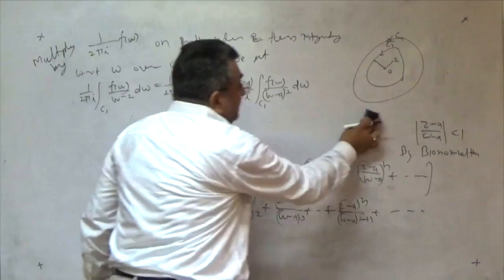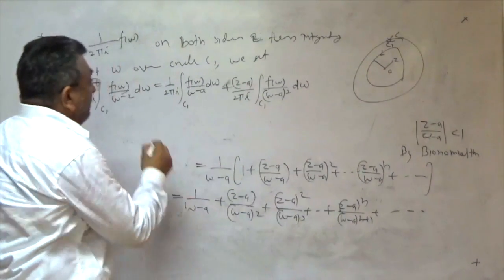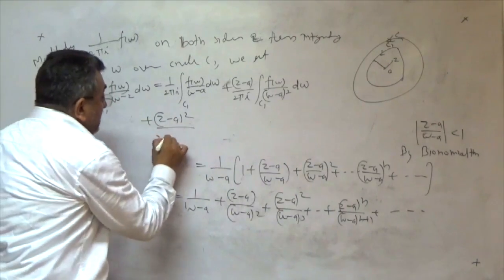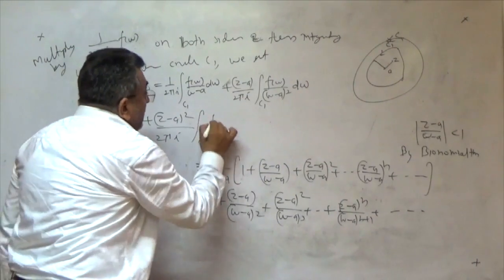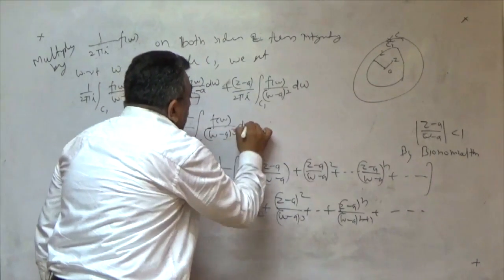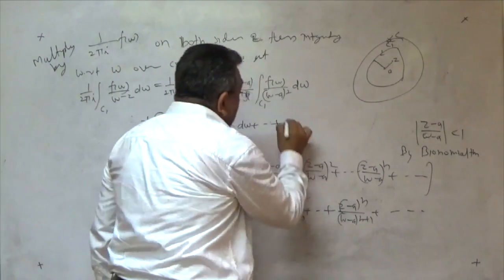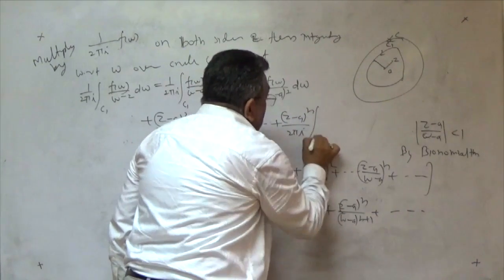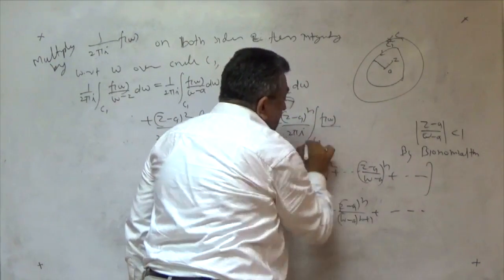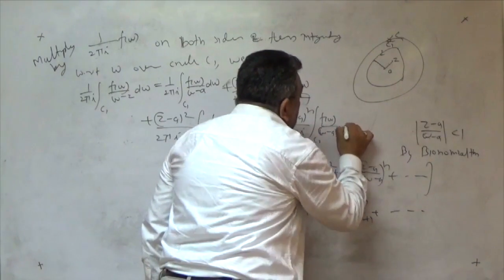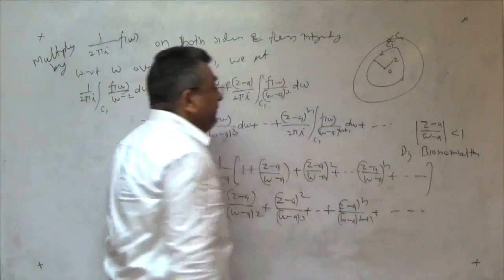Similarly, in the third term, again take outside (z minus a) whole square of the integral, upon 2 pi i integral over C1 F(w) upon (w minus a) whole cube dw, plus so on. Now the nth term is (z minus a) to power n upon 2 pi i integral over C1 F(w) upon (w minus a) power n plus 1 dw, plus so on.